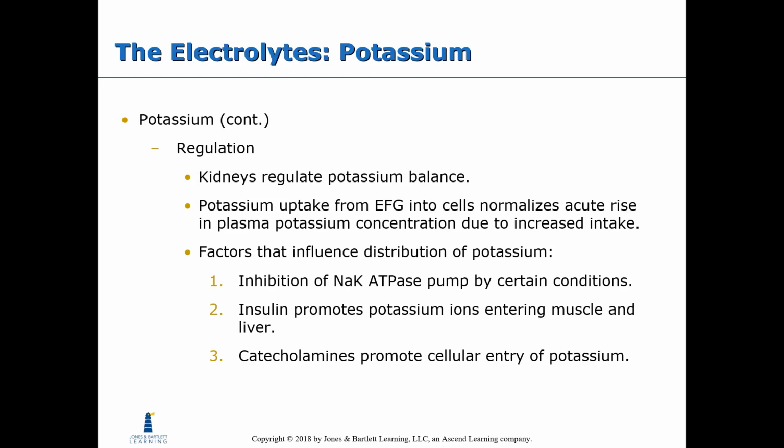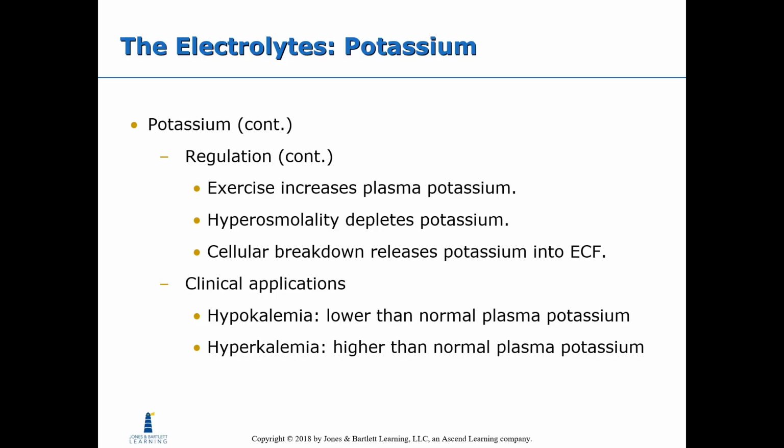The kidneys regulate potassium balance. Potassium uptake from extracellular fluid goes into the cells and normalizes the acute rise in plasma potassium concentration due to increased intake. Factors that influence distribution of potassium: the inhibition of the sodium-potassium pump by certain conditions. Insulin promotes potassium ions entering muscle and liver, and catecholamines promote cellular entry of potassium. Exercise increases plasma potassium. Hyperosmolality depletes potassium. Cellular breakdown releases potassium into the extracellular fluid.